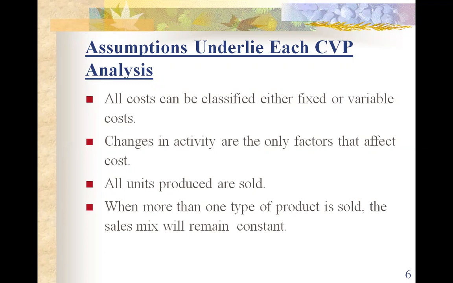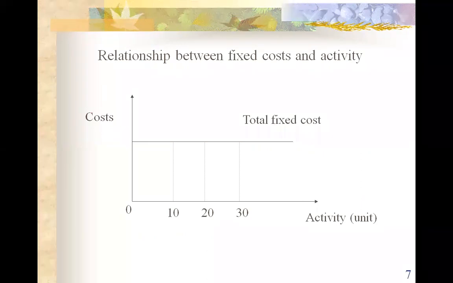And when more than one type of product is sold, the sales mix will remain constant. Okay, so by sales mix here we mean actually the combination of the variable cost and the fixed cost. So if there is more than one type of product, then in that case the sales mix will remain constant. Okay, sales mix constant. So that's our assumption for CBP analysis. I hope you understood. আপনারা সবাই বুঝতে পেরেছেন, রাইট?